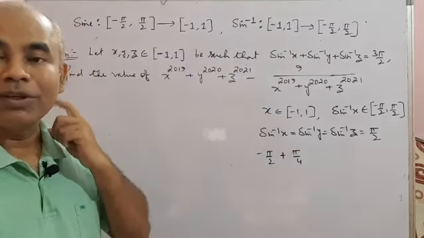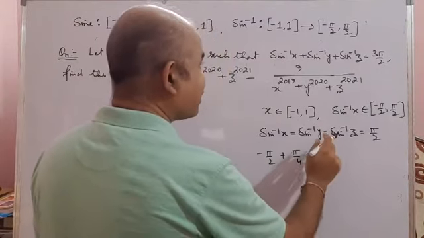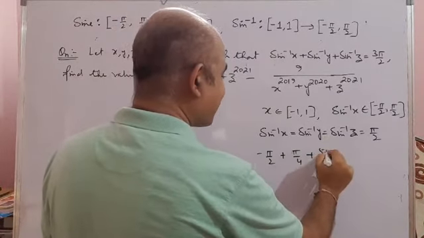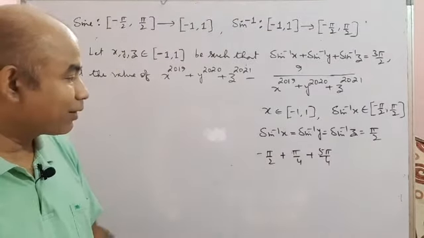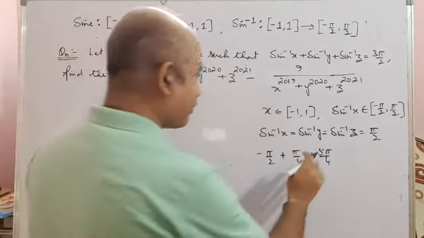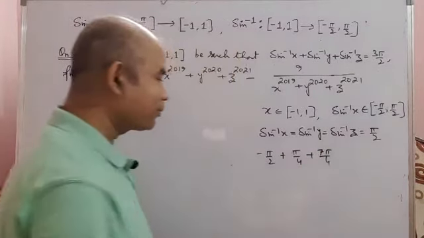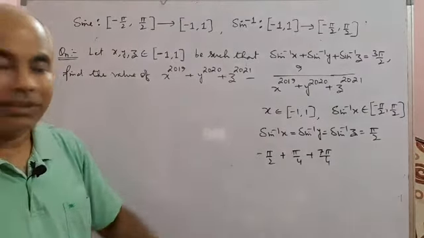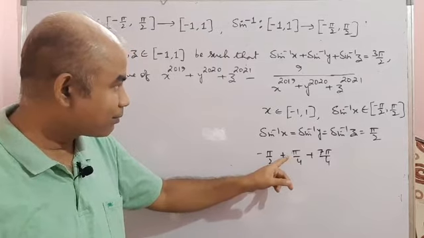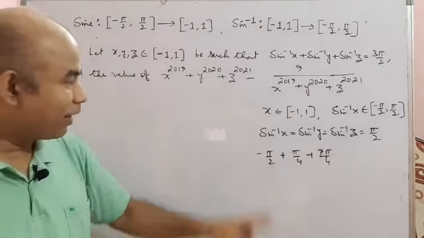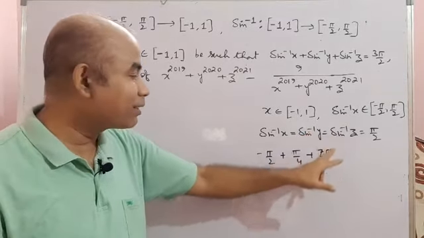For that, this angle must be 7 pi by 4, because then only the answer will be 3 pi by 2. Am I correct? 8 pi by 4, or twice pi, yes, it must be like that. If I take sine inverse x as minus pi by 2, sine inverse y as pi by 4, then this must be 7 pi by 4.